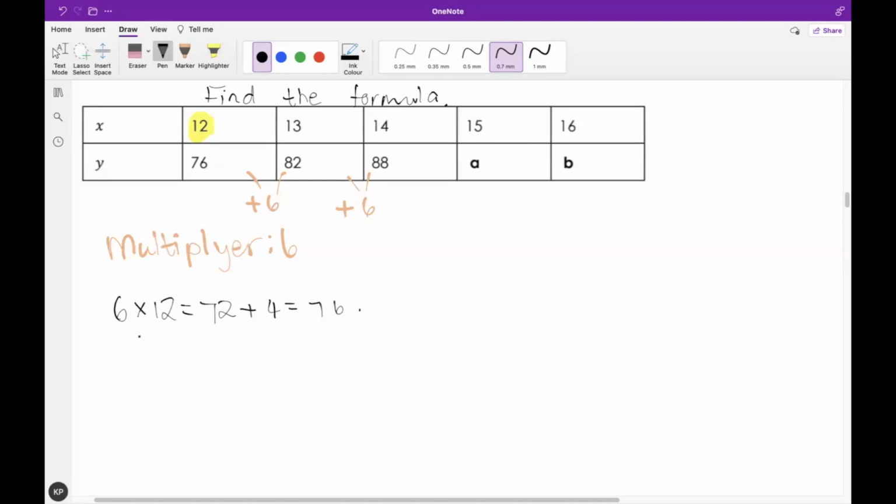Let's check it with 14. 6 times 14. How much does that give us?